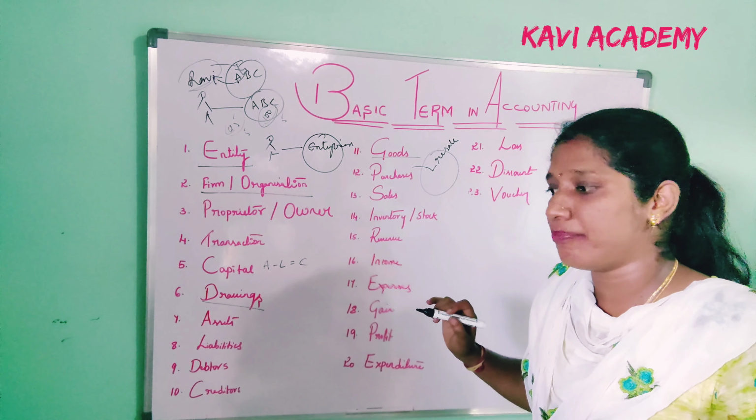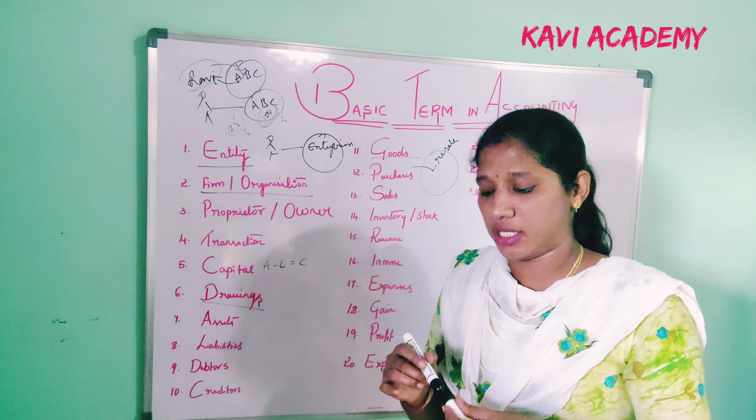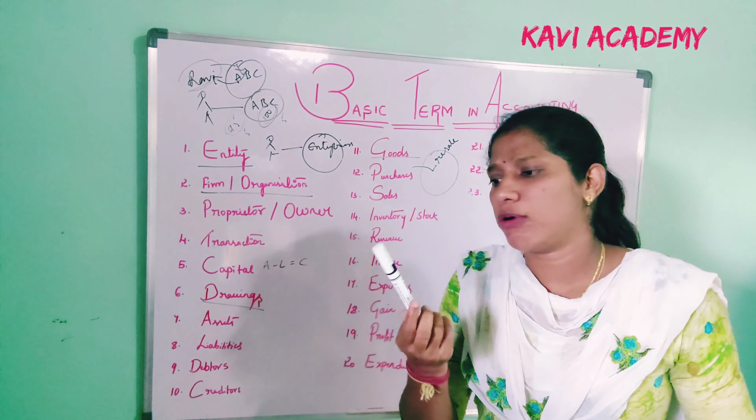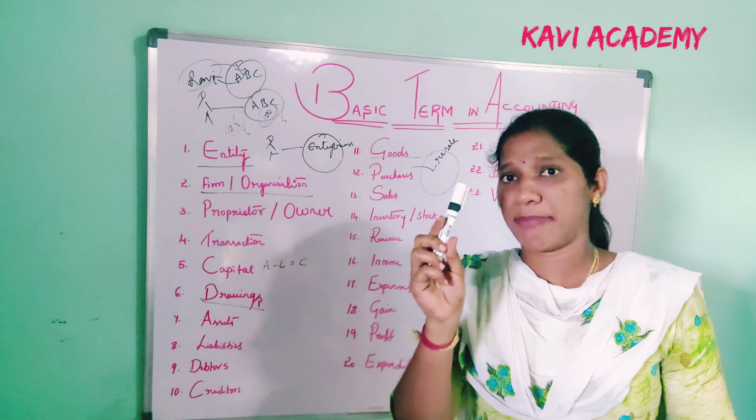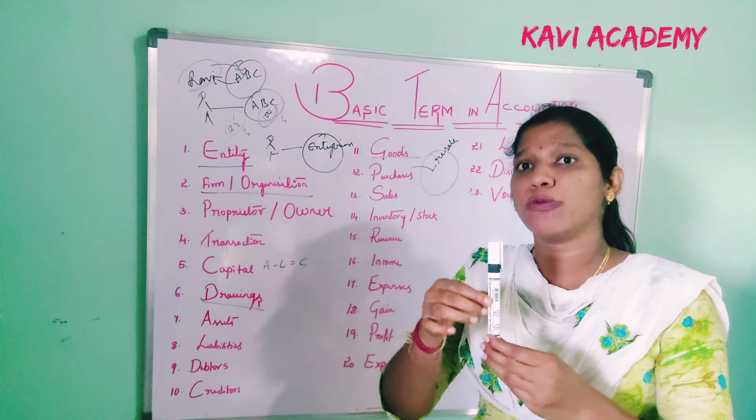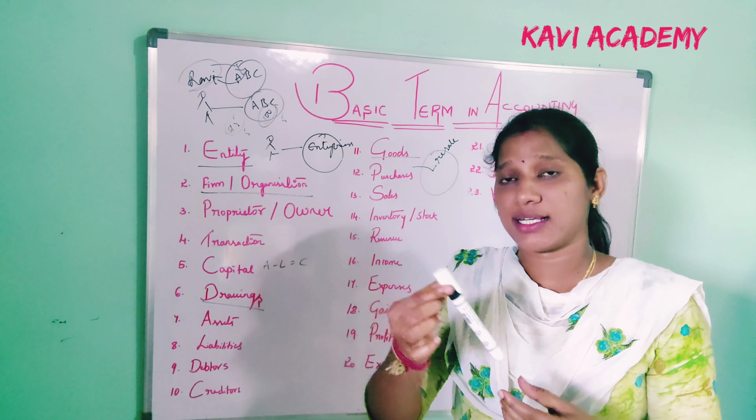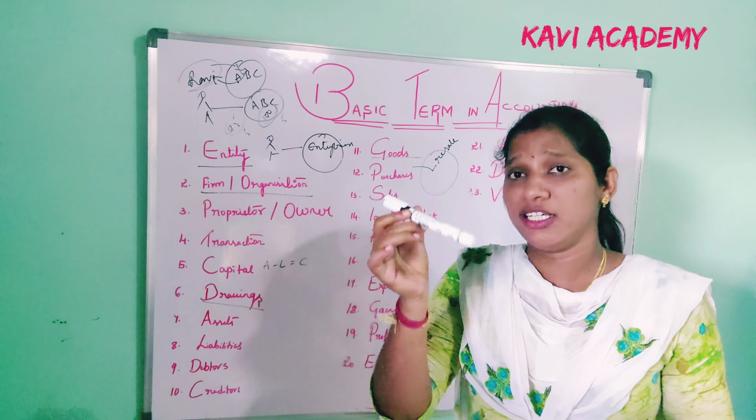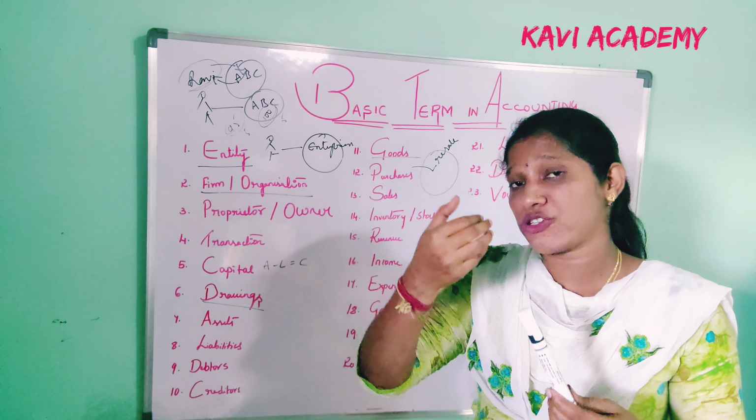See, for example, I want to manufacture a pen. My product is a pen, so that is the final output. But what do I want to purchase? Plastic, ink, the refill, all of these I should purchase. Why should I purchase them?